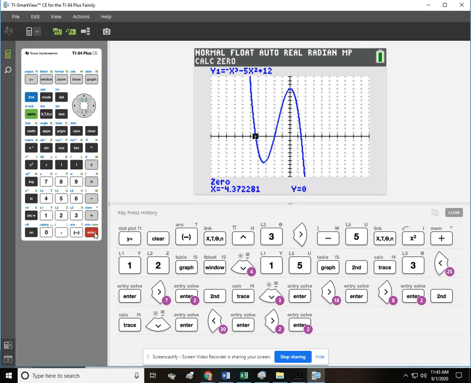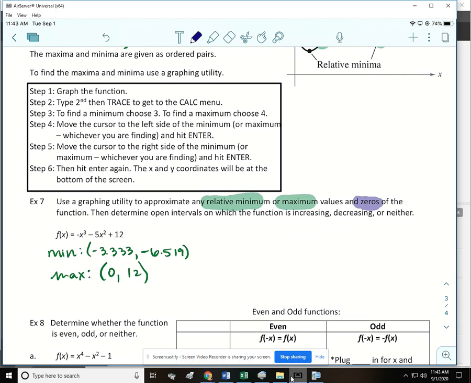On the zeros, you don't have to give them as an ordered pair if you don't want to. The y is going to be 0 at the 0. So we'll go to 3 decimal places again. So that was negative 4.372.